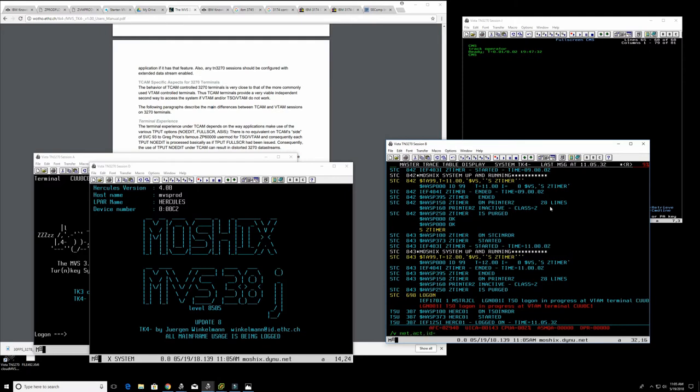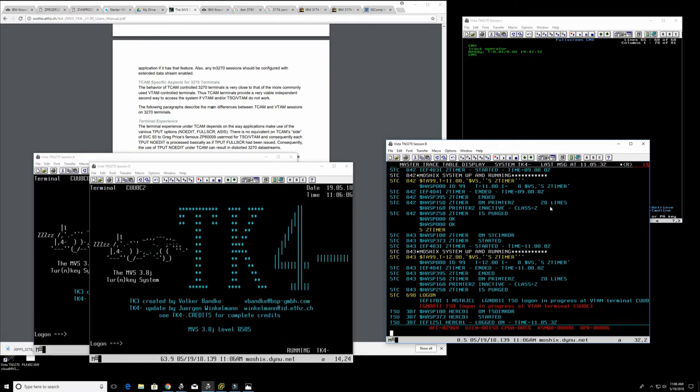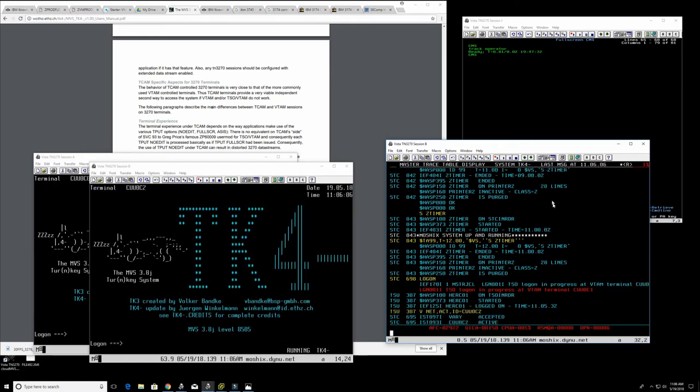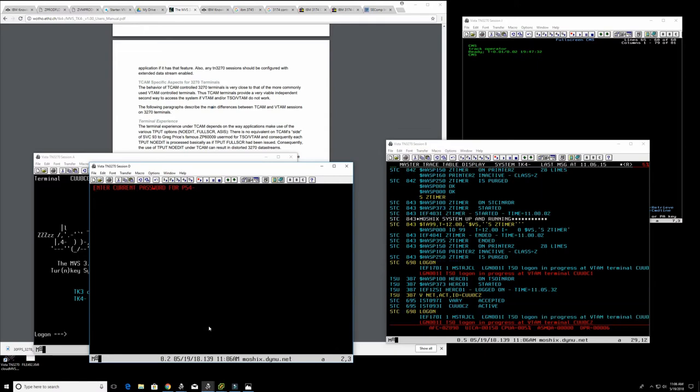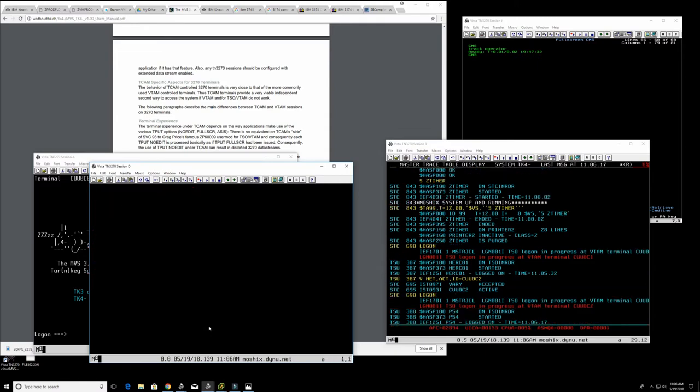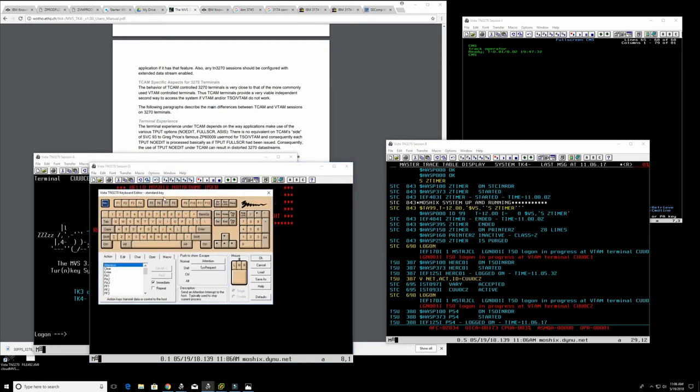Activate ID CUU0C2. So we did that, and the vary command was accepted by VTAM. IST is VTAM, and it now gives us a terminal that we can log in as we wish.